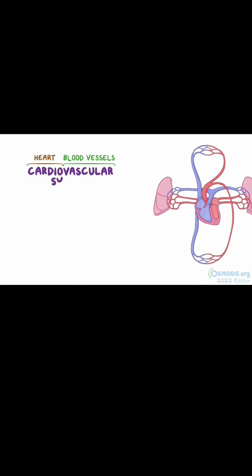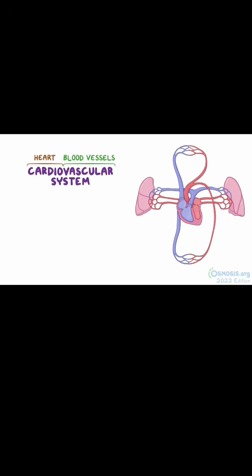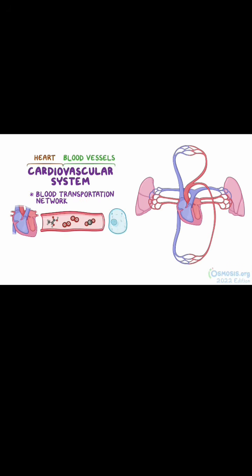The term cardiovascular can be broken down into cardio, meaning heart, and vascular, meaning blood vessels. So, the cardiovascular system consists of the heart and blood vessels, which together make up the blood transportation network of the body that carries nutrients, oxygen, and waste products to and from cells.